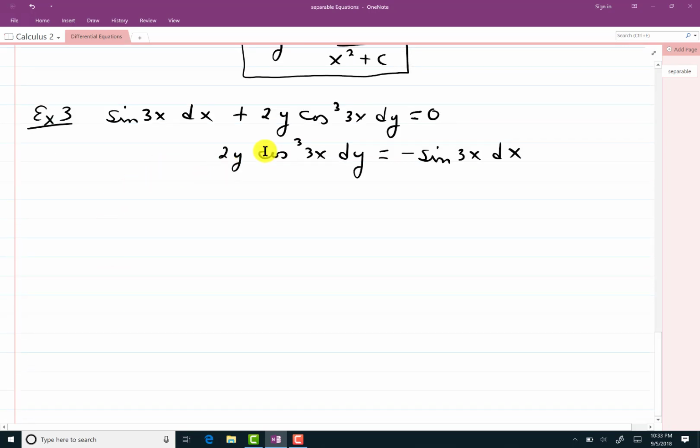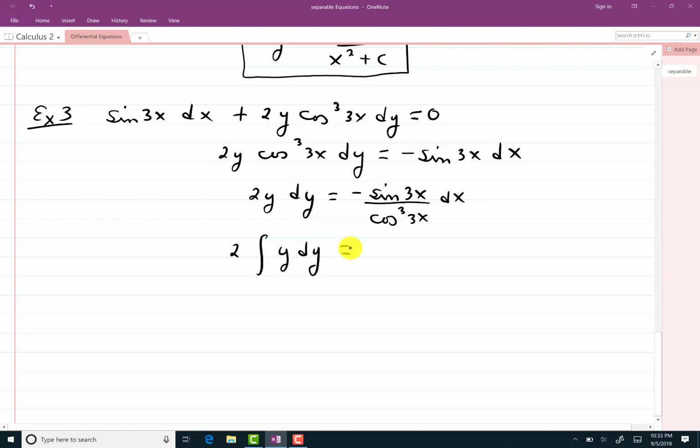Now I'll divide then by cosine cubed of 3x, and I'll get 2y dy equals negative sine of 3x divided by cosine cubed of 3x dx. Now that I have the variables completely separated, I'll go ahead and slap an integral on both sides. So on the left, I'll pull the 2 out, I'll get y dy. And on the right, I'll leave the negative in there because I'm going to do a u substitution, and you'll see why that might be desirable to leave it like that.